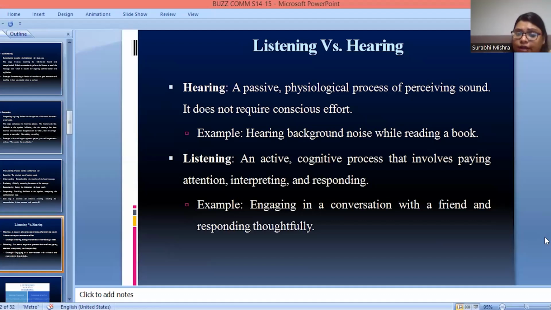When we talk about listening, it is an active and cognitive process. Why? Because we are paying attention to it, we are interpreting it, we are responding to it. In that case, we are totally involved. We have to make a conscious effort to understand it, right? So listening is an active and cognitive process as compared to hearing. An example is engaging in a conversation with a friend and responding thoughtfully. Why? If you were only hearing, then you wouldn't be able to answer. But now you are totally engaged in a conversation with your friend or your family, so you have to respond very thoughtfully, right?